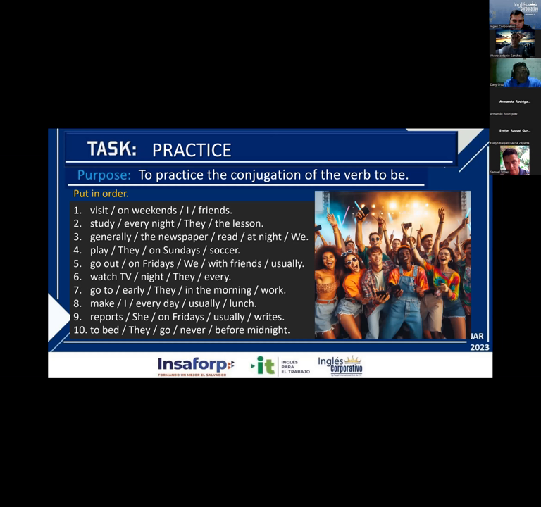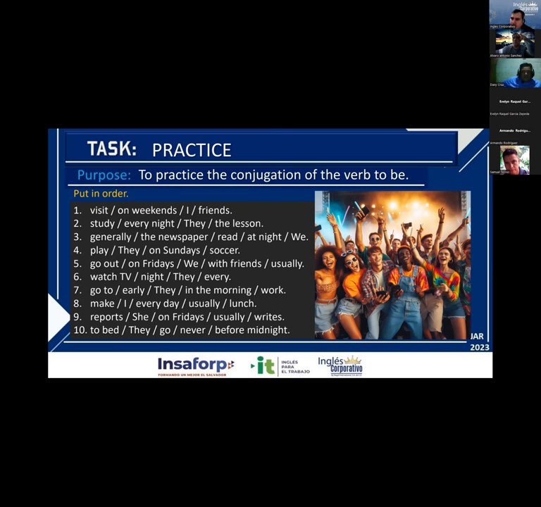And the last one would be: They never go to bed before midnight. Never go. They never go to bed before midnight.